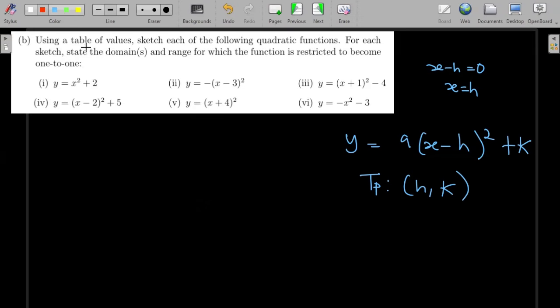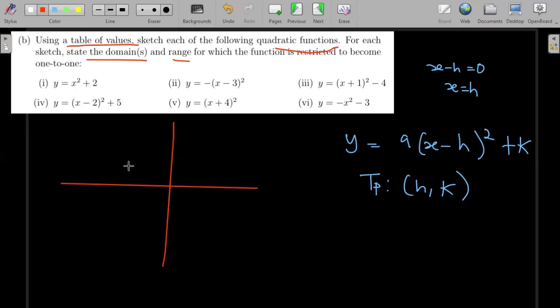The question says, using a table of values, sketch each of the following quadratic functions. For each sketch, state the domain and the range for which the function is restricted to become one-to-one. So they've also brought in the concept of a one-to-one function here. Remember, when we were doing functions, we used the vertical line test. Now to check if a function is one-to-one using the graph, you use what we call the horizontal line test.